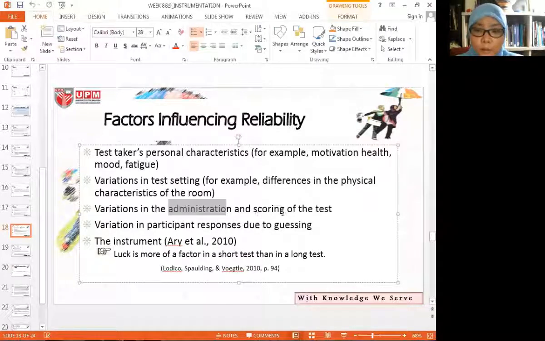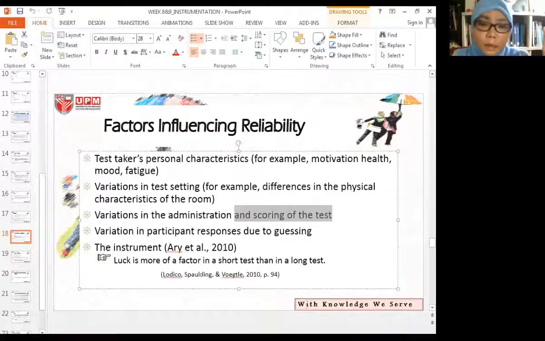Okay, and then the scoring of the test. Scoring of the test ni, for example, when you locate the scale tu, when you go through the literature, you may find that some of the researchers use a 3 Likert scale, some use 5, some use 7, some use 9. Okay, there is variability in terms of the selection of the scoring ni. So you have to consider your respondent when you choose the right Likert scale.